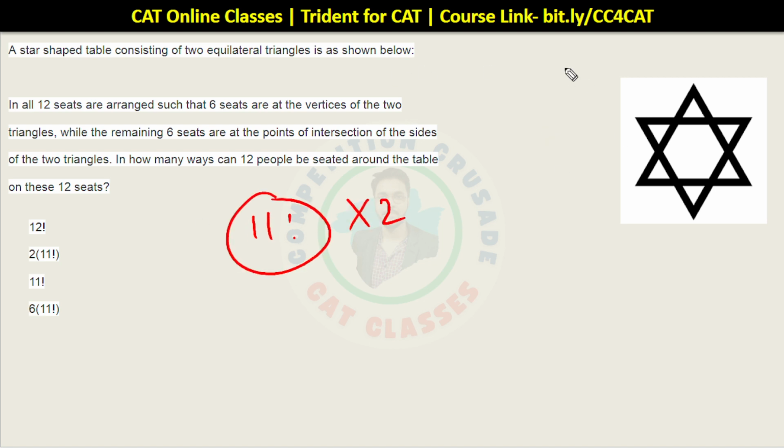So the first person comes in. How many possibilities does he have? He has only one possibility. After that, everybody will have 11 factorial possibilities. But because there are 2 arrangements, I can say that this will be 2 into 11 factorial possibilities.